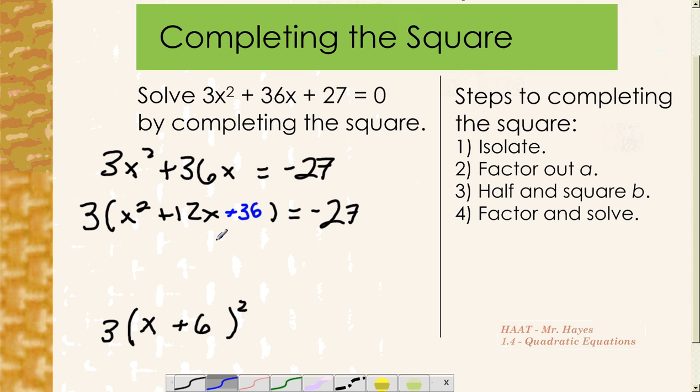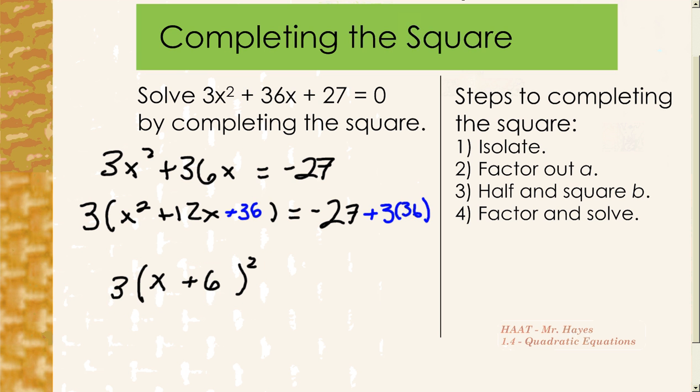Now, am I adding 36 on the left-hand side? The answer is no. I'm actually adding not just 36, but 3 times 36 to the left-hand side, because everything inside the set of parentheses is being multiplied through that 3. So all of this then is going to be equal to negative 27 plus 3 times 36. That's going to be what, 72, 108, so 81. I didn't plan for it to be that nice, but it worked.